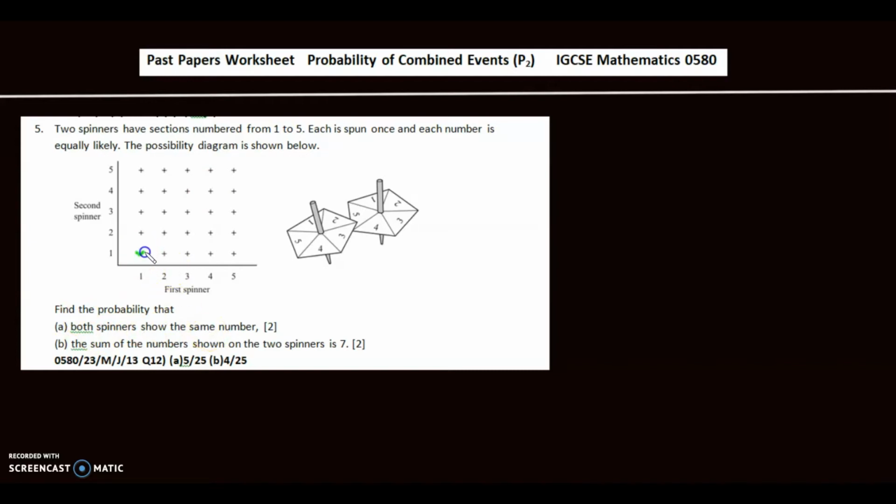That's going to be 1 and 1, 2 and 2, 3 and 3, 4 and 4, and 5 and 5. So the probability will be favorable outcomes, which is 5, divided by the total number of outcomes. The total number of outcomes is 5 times 5, 25. So 25 in the denominator.